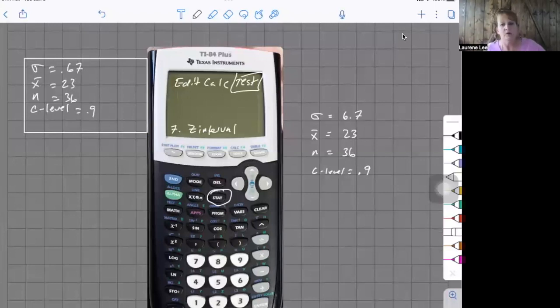Now, the thing the TI doesn't do that class calc does is it gives you that interval on the TI, but you actually have to calculate the error yourself. On the class calc, below your interval, it'll say ME, that's your error value. So it gives you that value automatically. On a TI, you have to do the subtraction yourself.